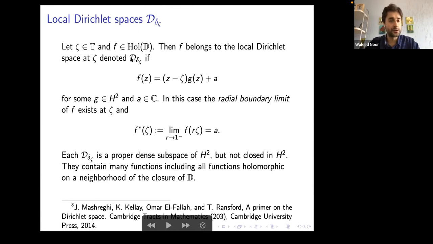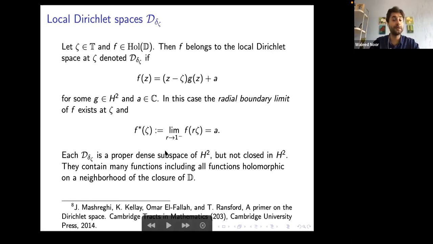A function f belongs to the local Dirichlet space at zeta on the circle if it can be represented in this simple form. f of z is equal to z minus zeta multiplied by g, which is any function in the Hardy space, plus a. So this is a much simpler representation. So one immediate observation is that these functions, when z converges to zeta, will converge to a. So in other words, the radial boundary limits of f always exist at the point zeta. In fact, they are bounded linear functionals. So the process of taking a radial limit is a bounded linear functional in the local Dirichlet space, but only at the point zeta. That is why zeta is special.